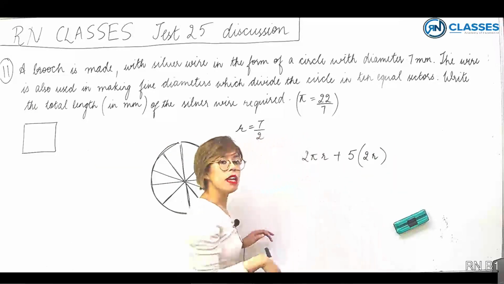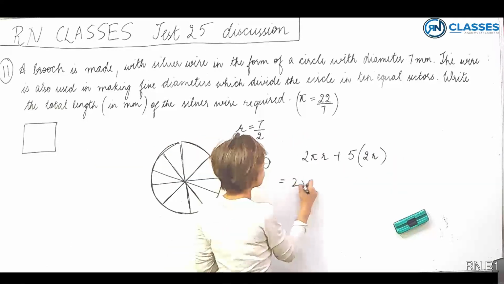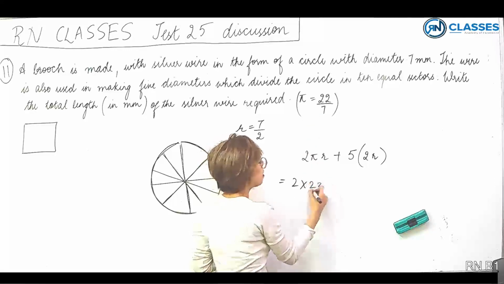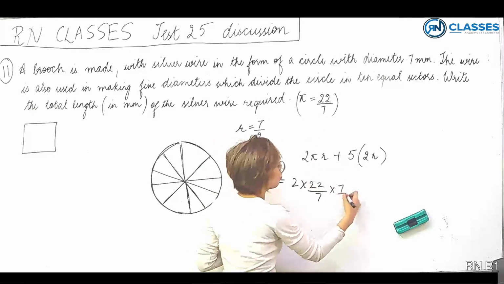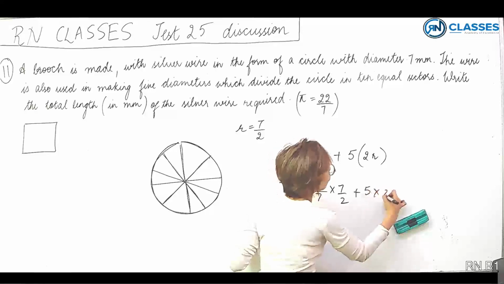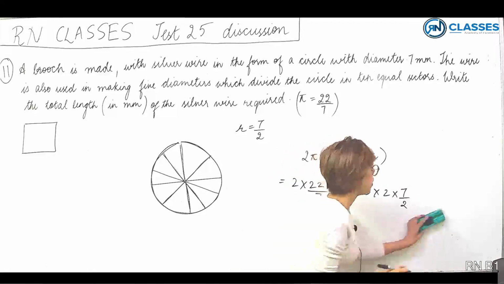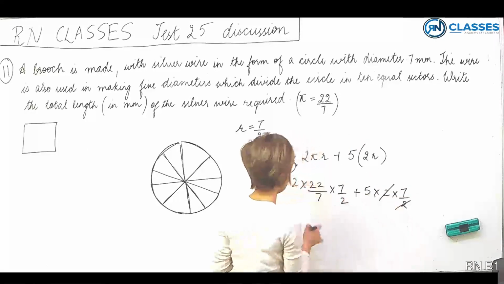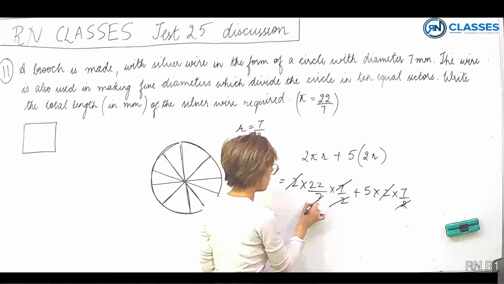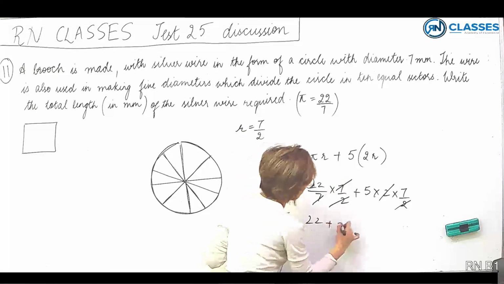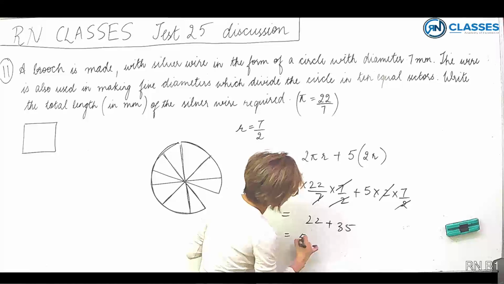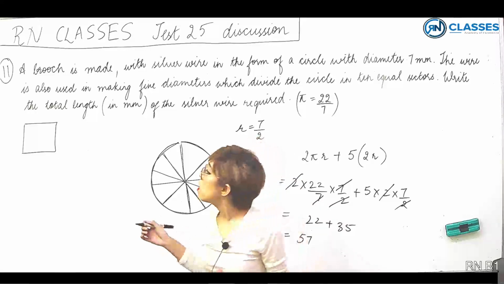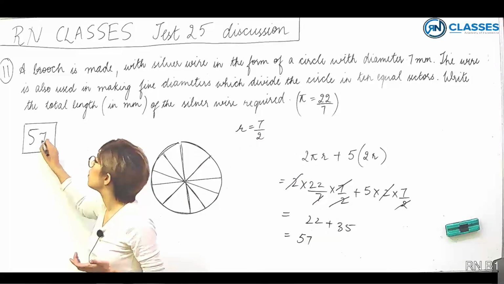So we'll just put in the value. So this is 2 into, now obviously pi is 22 by 7, into r, which is 7 by 2, plus 5 into 2 into 7 by 2. So this and this get cancelled, this and this get cancelled, this and this get cancelled. 22 plus 35 will give you the answer 57 millimeter, and you will write 57.